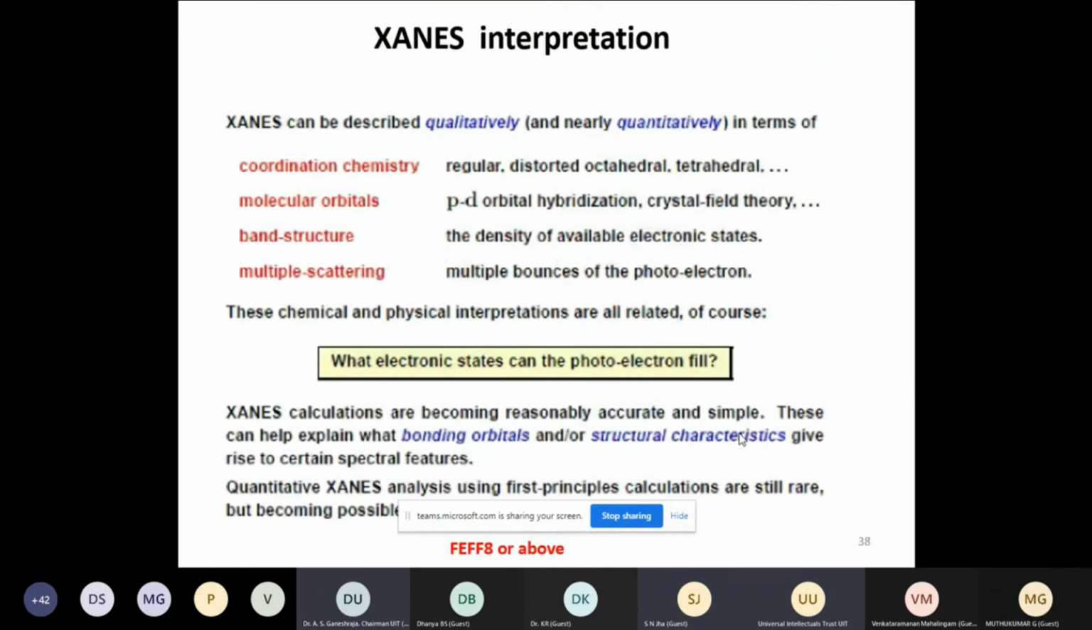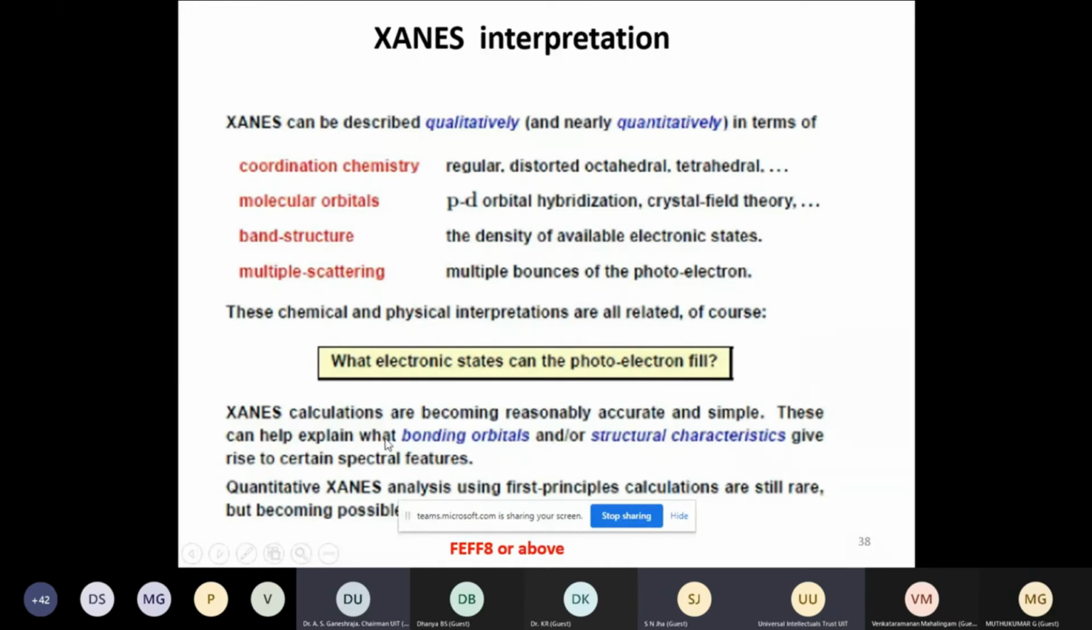So this is a slide showing the XANES interpretation. It can be described qualitatively and nearly quantitatively in terms of coordination chemistry: whether it is a regular octahedral, distorted octahedral, or tetrahedral. It can also give a molecular orbital band structure picture with multiple scattering. It also tells about p-d orbital hybridization, as we saw in the barium titanate case. It tells about the density of available unoccupied electron states, and also about multiple scattering, which finally gives rise to information on the bond angle also.